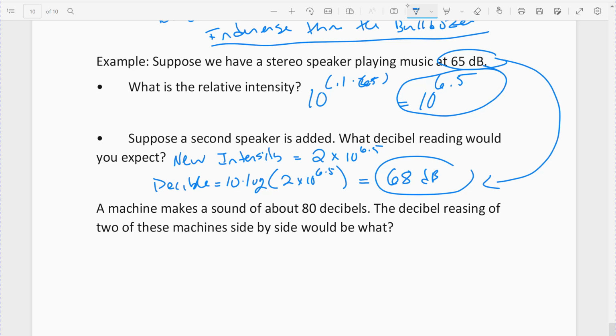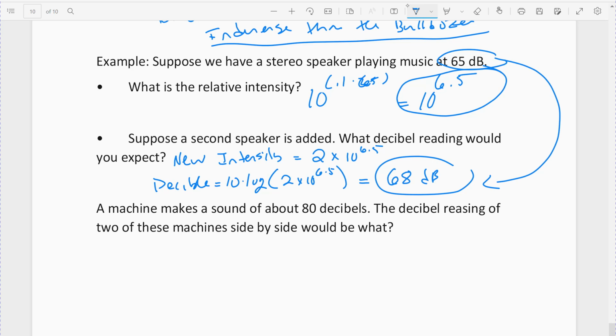The same thing is true for taste. If you have one thing that's really sour and then you add 2 of them of the same sourness, it doesn't become twice as sour. It just becomes a little bit more sour. So if I have one speaker at 65 decibels and I add a second speaker at 65 decibels, it becomes 68 decibels, not twice as many decibels. And again, it's the way the scale works.